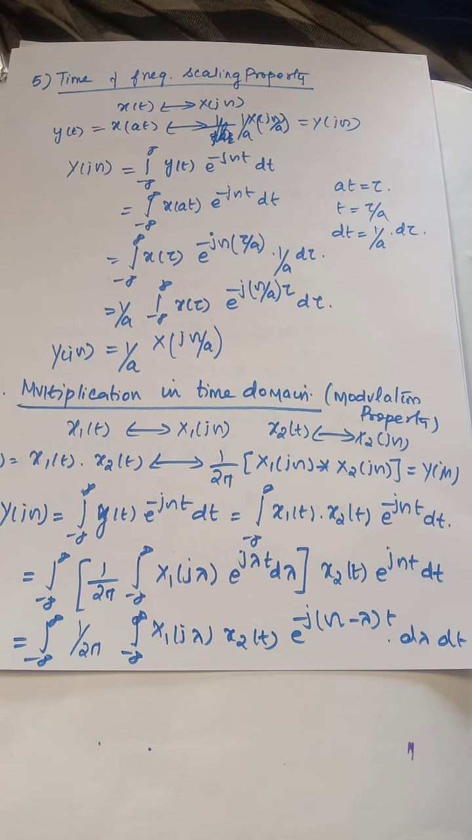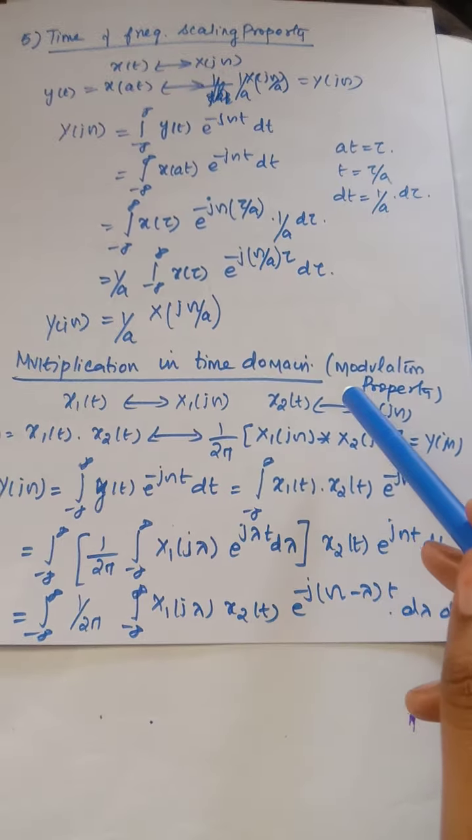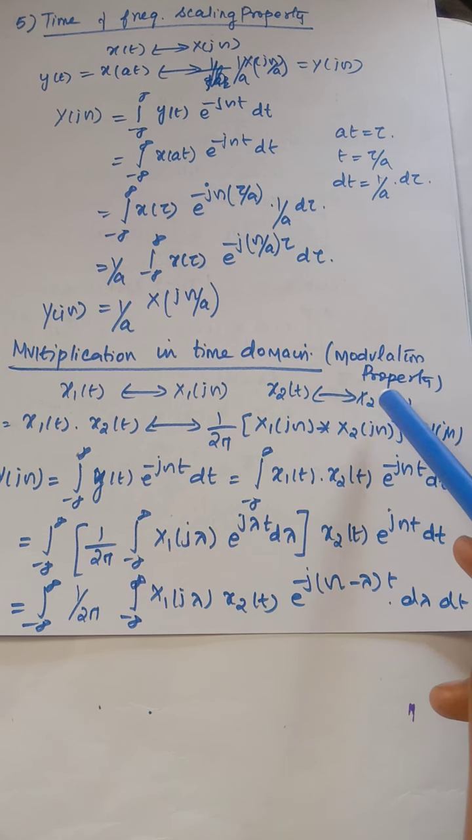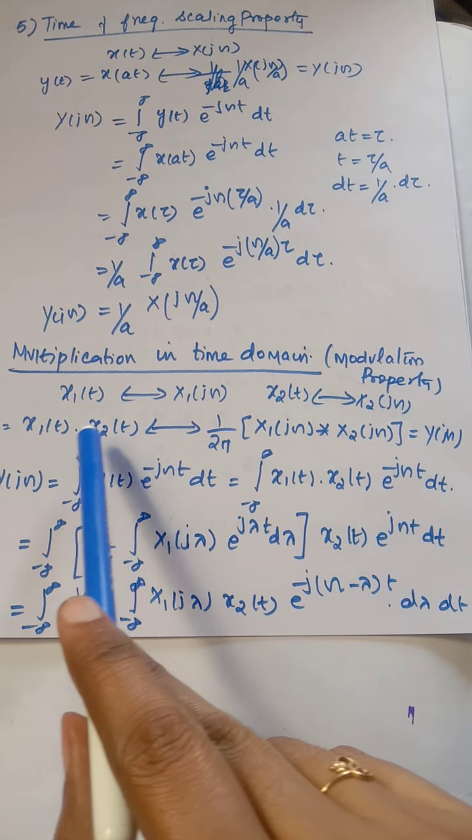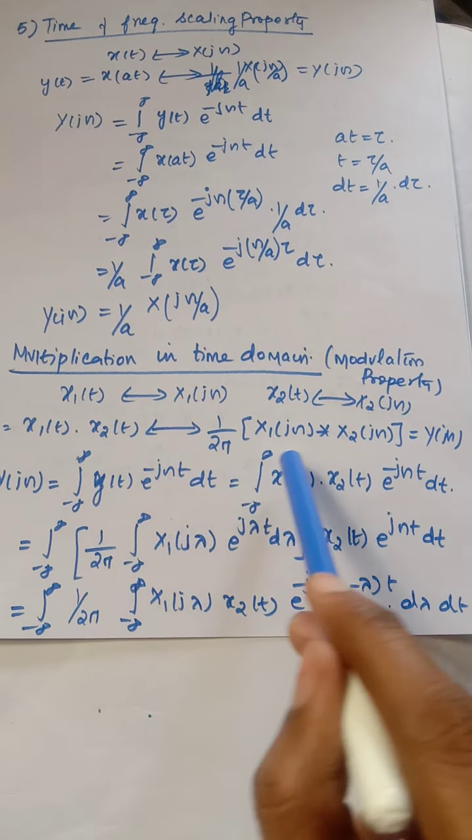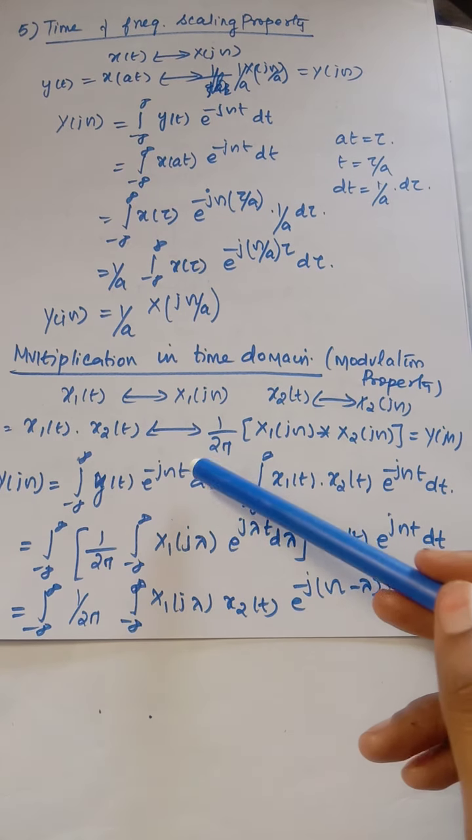The next property is the multiplication in time domain property. Another name for this multiplication in time domain is the modulation property. That is, x1 of t into x2 of t, multiplication of two signals in time domain, is equivalent to convolution of the two signals in frequency domain. We need to prove this.